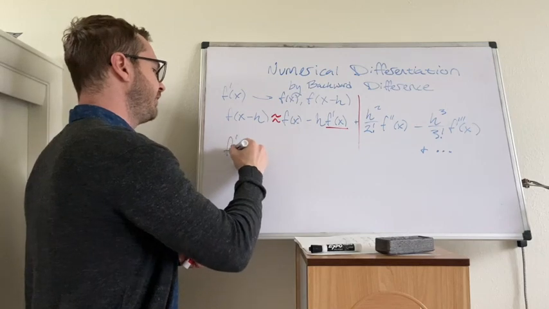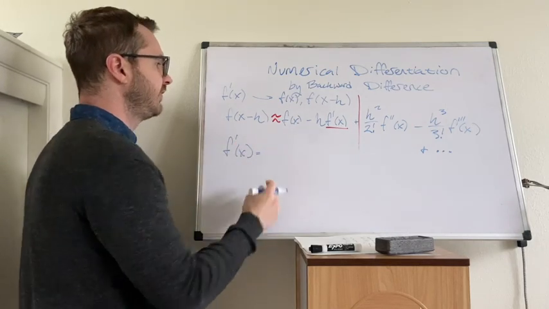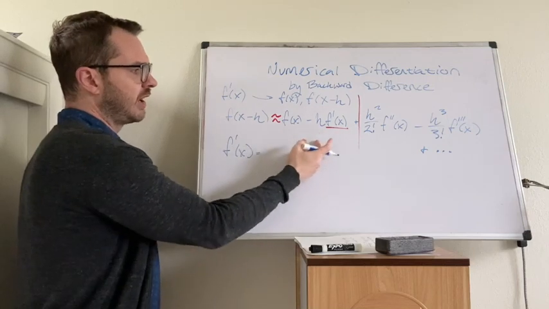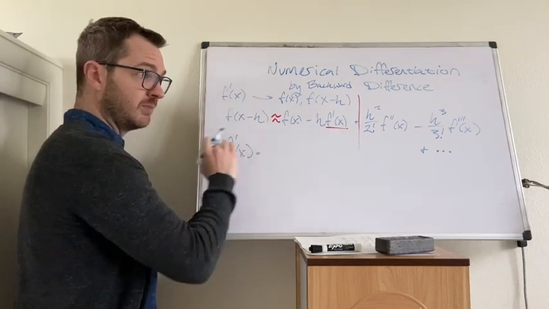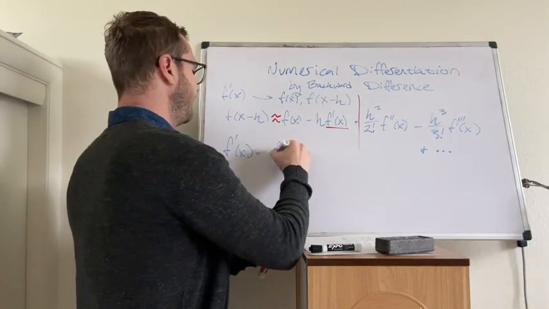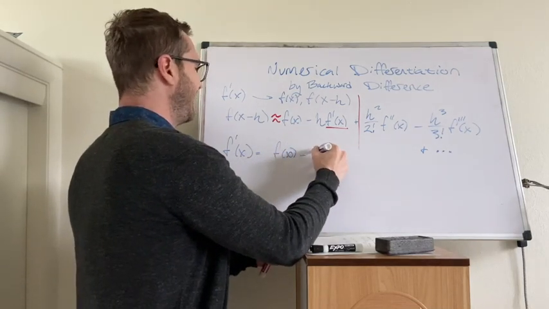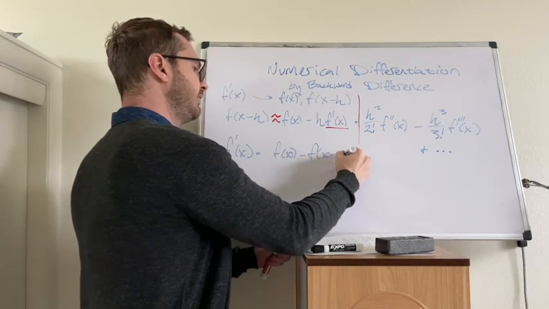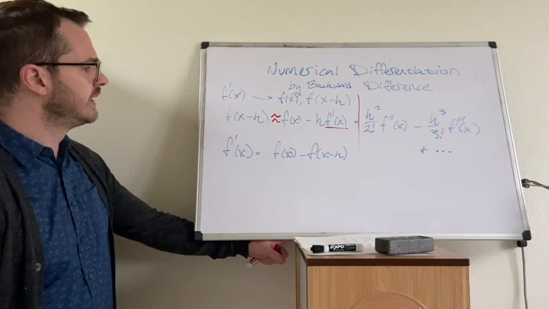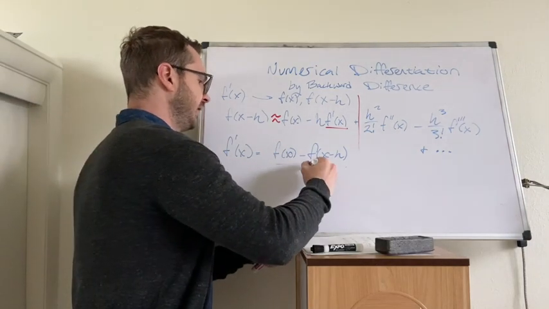So we have f prime of x. If you move f of x to the other side, notice that the f prime is itself negative, so we need to multiply the whole thing by -1. So we're going to have f of x minus f of x minus h. Notice that these two are reversed order. Again, multiply by -1. And then we're going to divide by h.